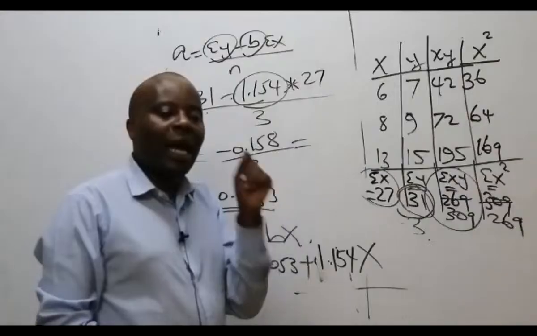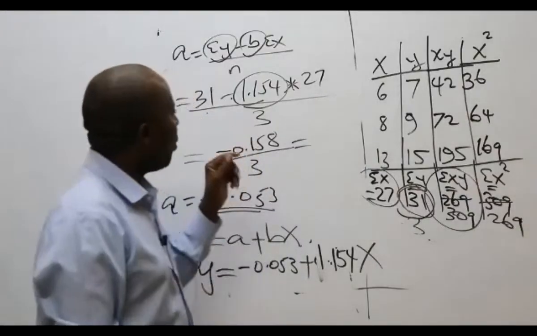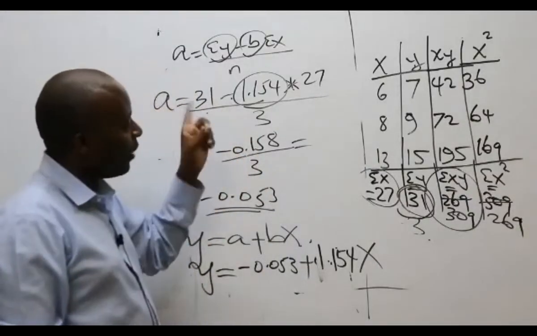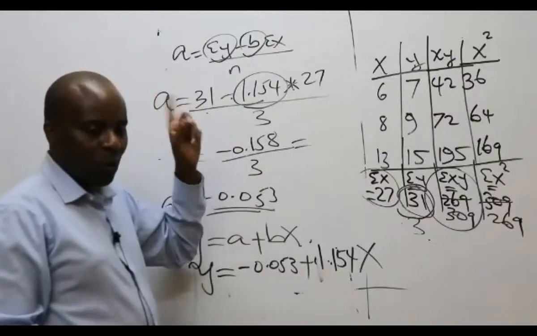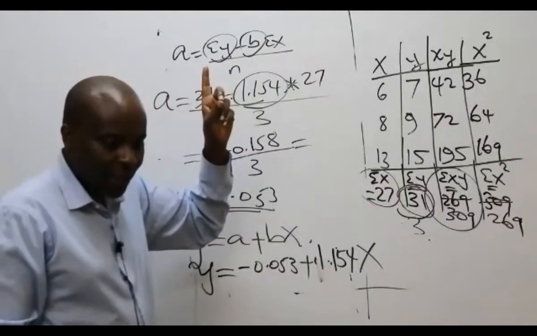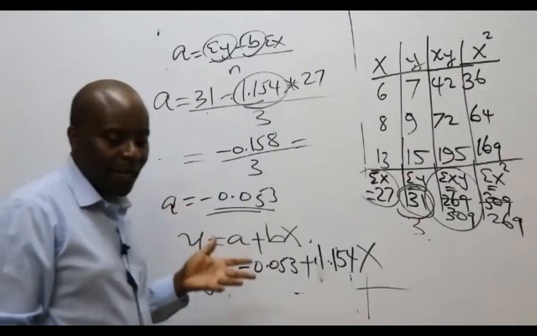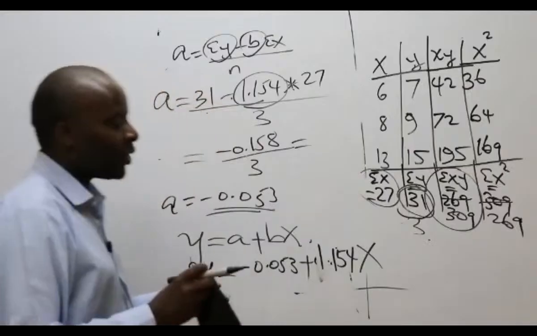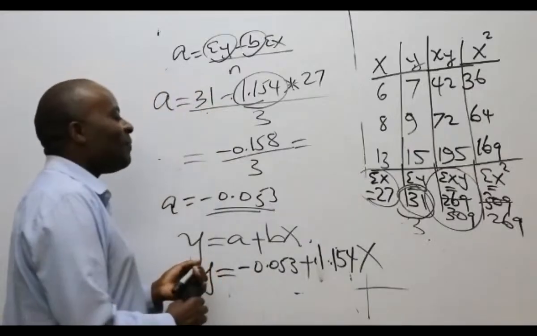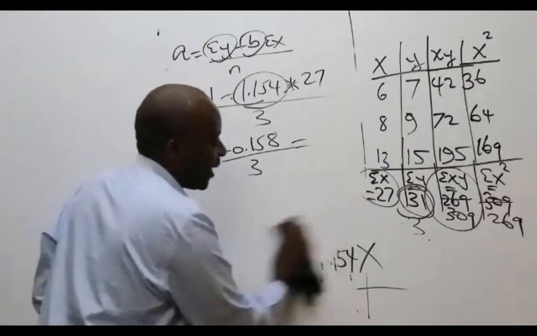Lazima utafute numerator kando na calculator yako. Numerator useme 31 minus 1.154 times 27, useme equals. Fatima, please, ukifanya, mimi najua, nimemark exams za KNEC for so long. I've marked KNEC exams for so long, and I know the biggest mistake that students do.